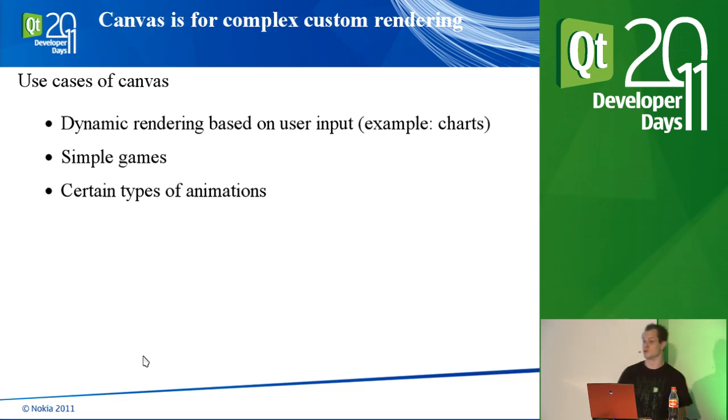You can also write simple 2D games, you know, like Pac-Man stuff. It's very easy to write with this. And you can also use it for certain types of animation. You know, you can draw, clear, draw, and so on. It's just like using QPainter, right? So you can also use QPainter for doing animation. So it's good for that.